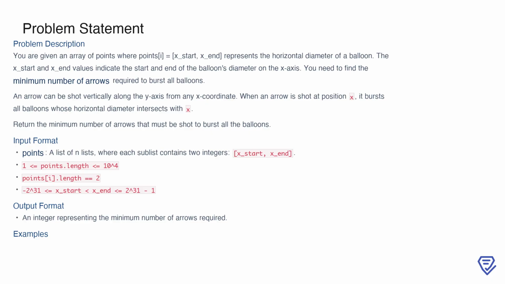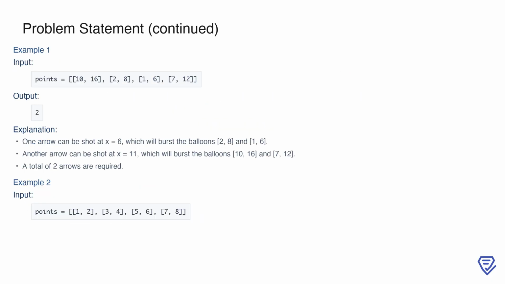The input is a list of such intervals, where each interval represents a balloon's diameter, and the constraints ensure there can be up to 10,000 balloons with diameters ranging across a wide range of x values. The output should be a single integer, representing the fewest arrows needed to burst all the balloons. Now, let's look at an example to clarify.